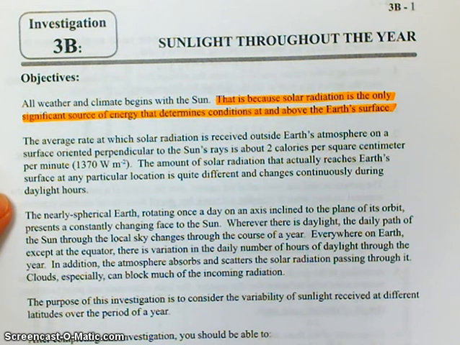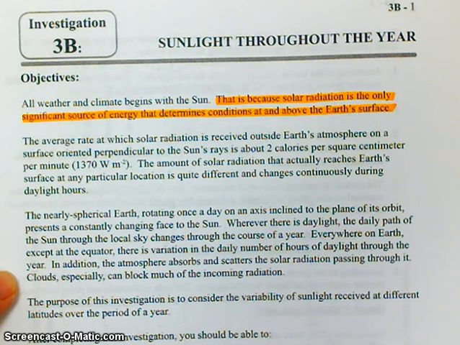All right. The nearly spherical Earth, rotating once a day on an axis inclined to the plane of its orbit, presents a constantly changing face to the sun. Wherever there is daylight, the daily path of the sun through the local sky changes through the course of a year. Everywhere on Earth, except at the equator, there is variation in the daily number of hours of daylight throughout the year. In addition, the atmosphere absorbs and scatters the solar radiation passing through it. Clouds especially can block much of the incoming radiation.